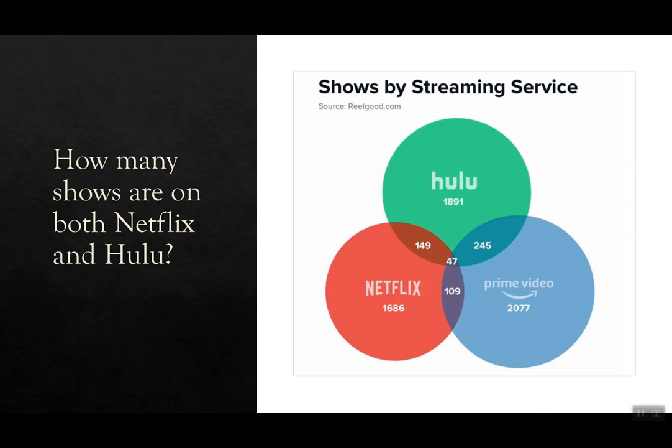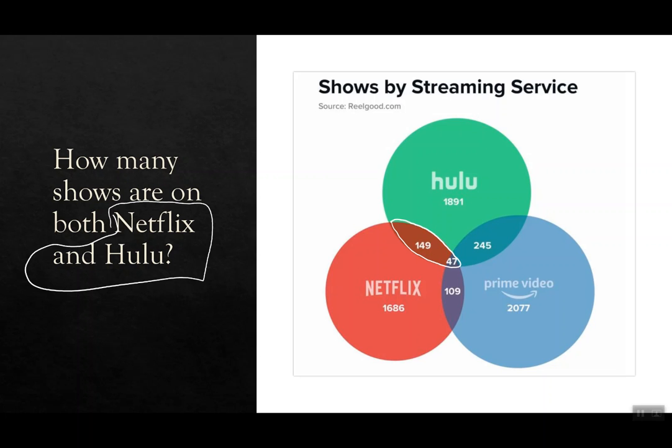So as you're doing these questions, the first thing I would say is, let's look at this. I want Netflix and Hulu. So Netflix and Hulu says, where do they overlap? So I'm looking on my graph and I can see right here, this is Netflix and Hulu. So it's this part here, the 149 and the 47. These numbers are cardinal numbers. So they're not the names of the shows. They just tell me how many they are.